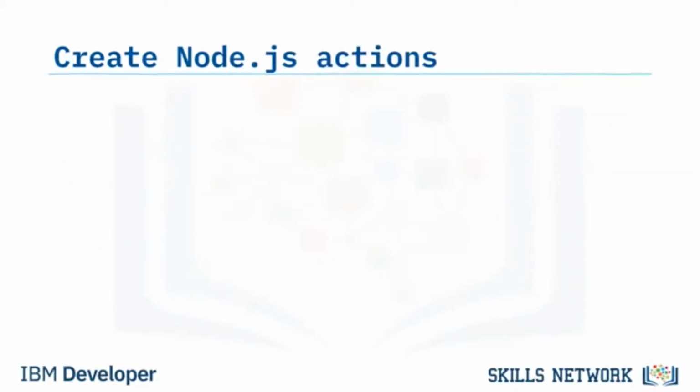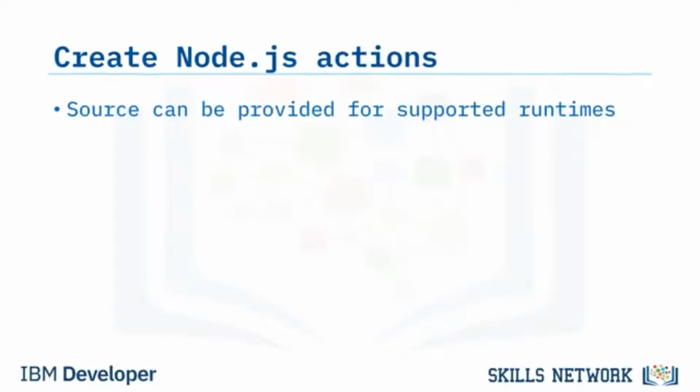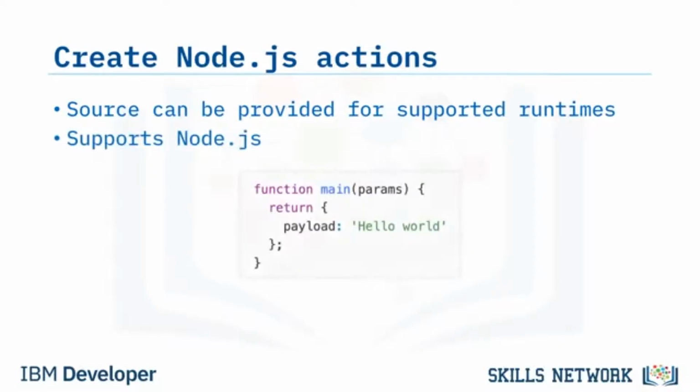How do you create and invoke actions in Cloud Functions? For supported runtimes, source code can be provided directly to Cloud Functions. Since Node.js is supported, you can provide a JavaScript file. For example, this file named hello.js returns a JSON object with a payload of hello world.